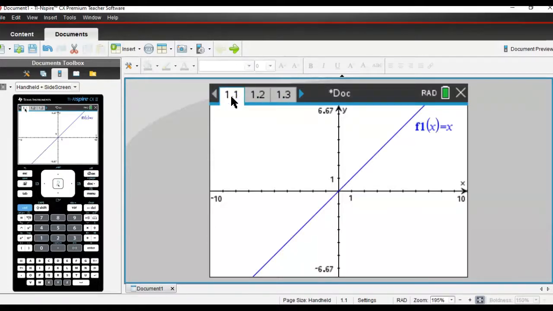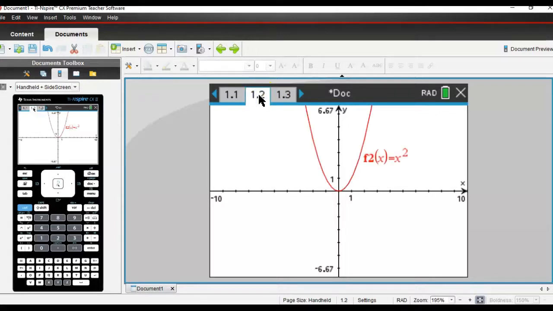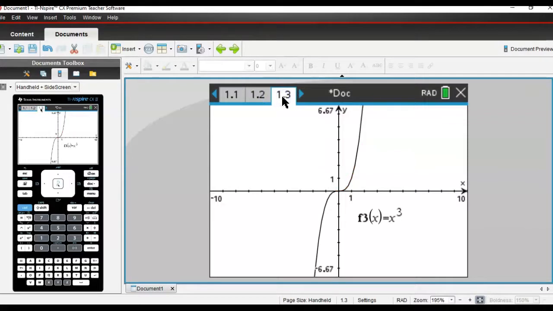X to the first power, odd number. What are the ends doing? X to the third power, odd number. What are the ends doing? X to the second power, even number. What are the ends doing? All right, I'm going to come back to that pondering in a moment after I show you something, because seriously, I just have to show you something.